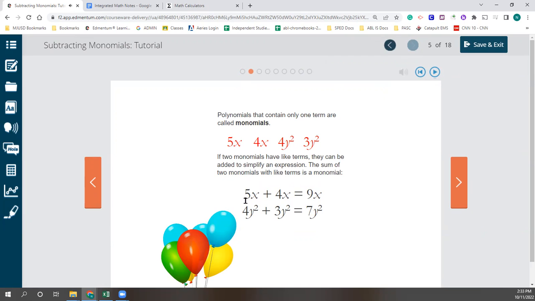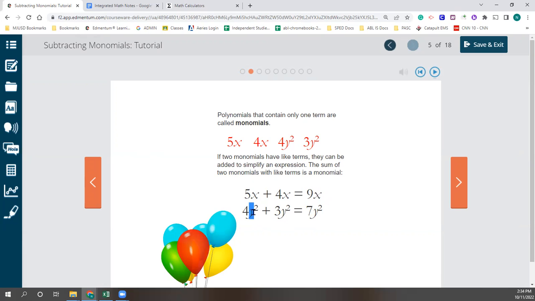So we talked about that in the last one, adding the two together. So like terms, x and x, 5x plus 4x equals 9x. They are like terms if the variable and the exponent are the same. So x the variable, and notice there is no exponent, x no exponent, x no exponent. They're all the same.